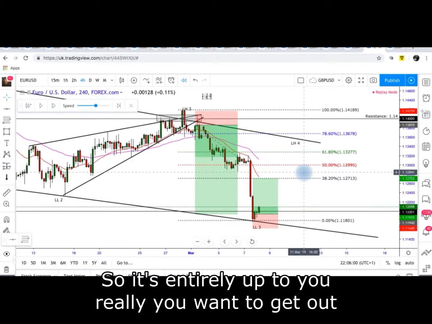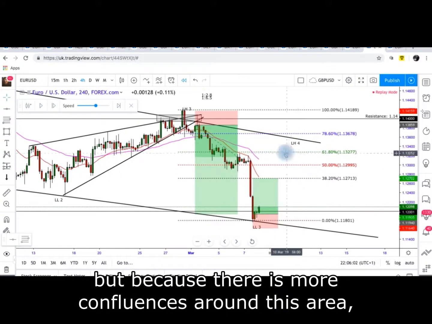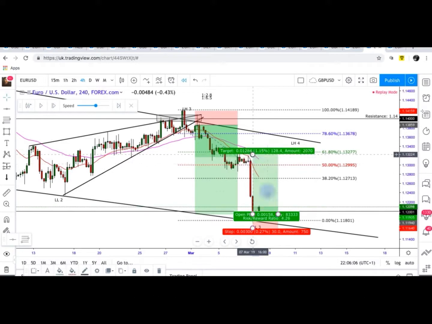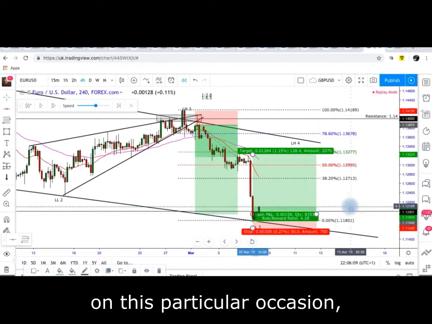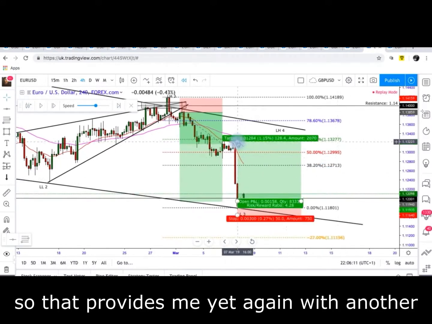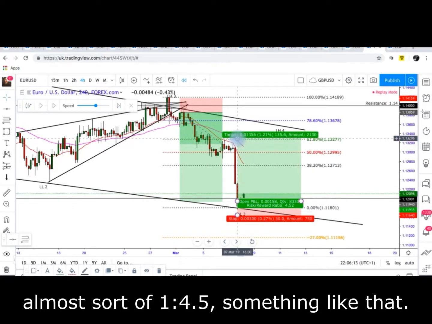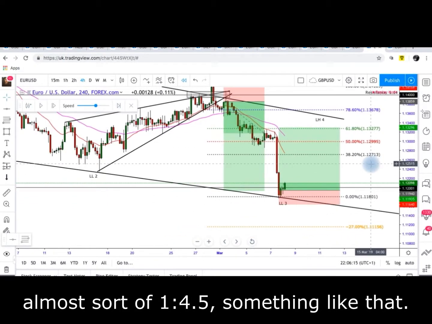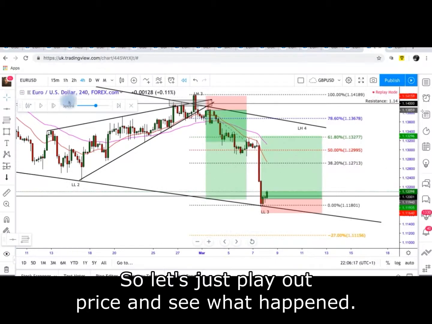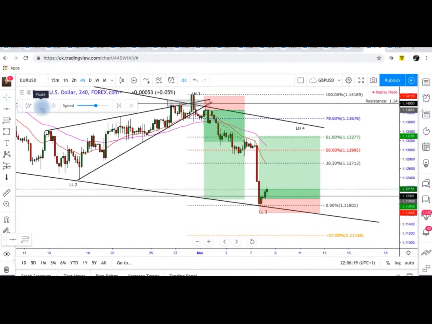So it's entirely up to you what you want to get out from this. But because there is more confidences around this area, I would actually be targeting the 618 on this particular occasion. That provides me yet again with almost a 1 to 4.5, something like that. So let's just play out price and see what happened.